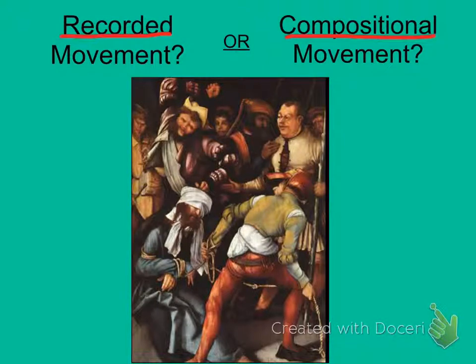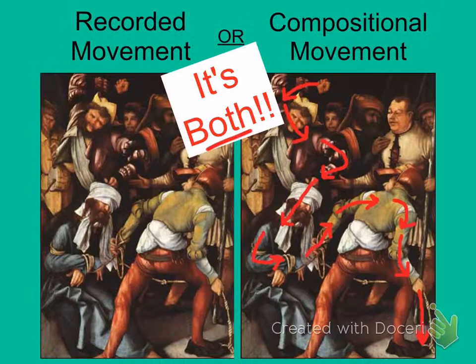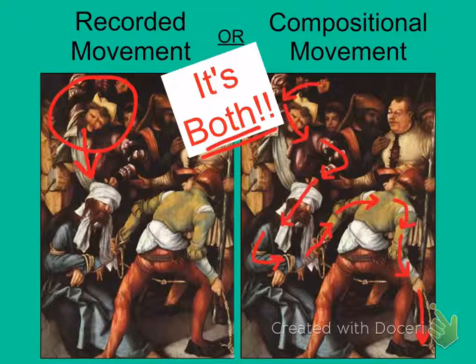Would you consider this artwork to have compositional movement or recorded movement? It has both compositional and recorded movement. There are several objects in the composition, like the man about to strike the figures sitting on the steps, that are in motion as part of the content or story in the artwork. This is what we call the recorded movement.